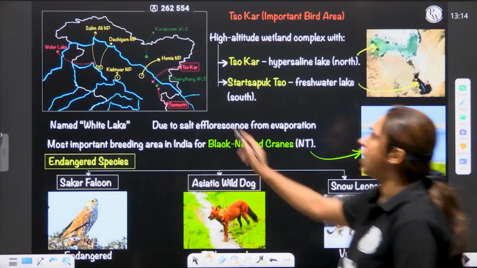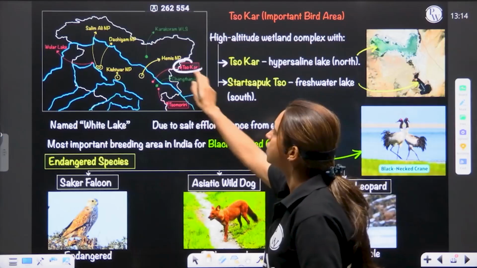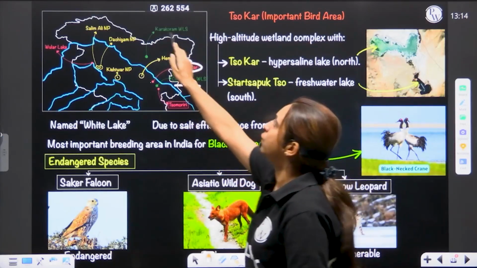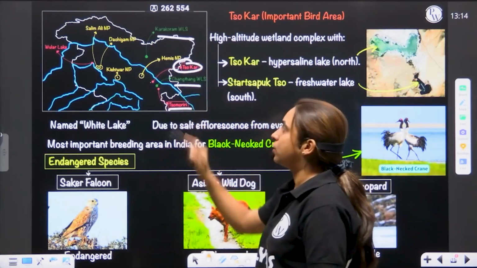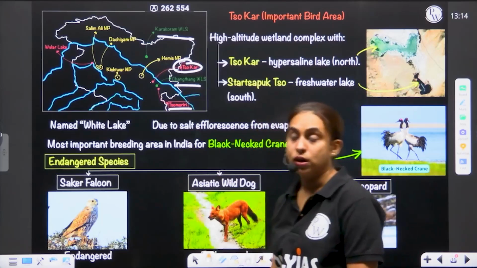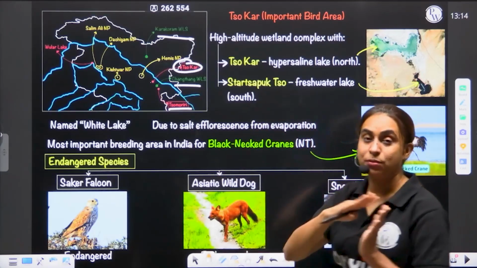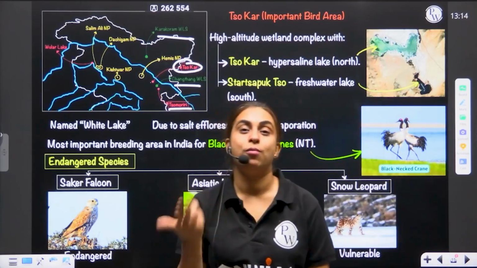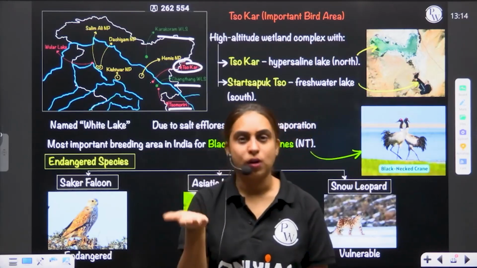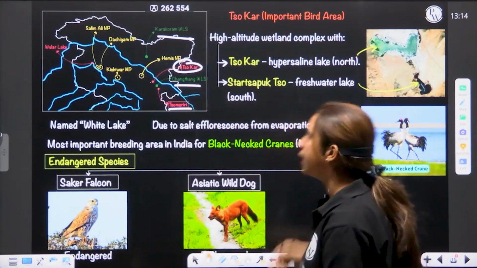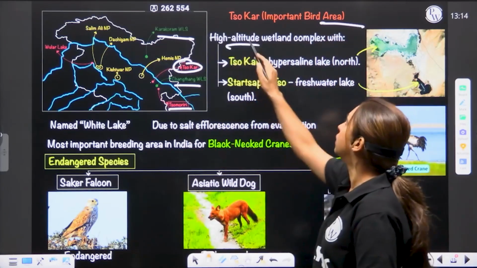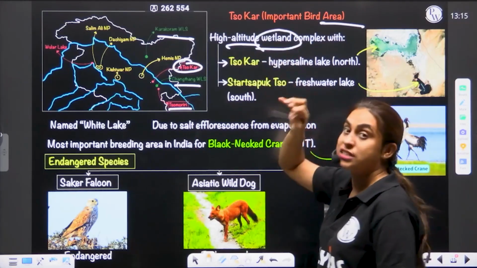Similarly, we also have Sokar. You can see we've done Changthang, we've done Karakoram, I've done Tso Moriri, and I'm now looking at Sokar. So it is important for birds. Sokar Sanctuary is an important bird area. It is also at high altitude. It has wetlands. Birds, they will visit the wetlands.